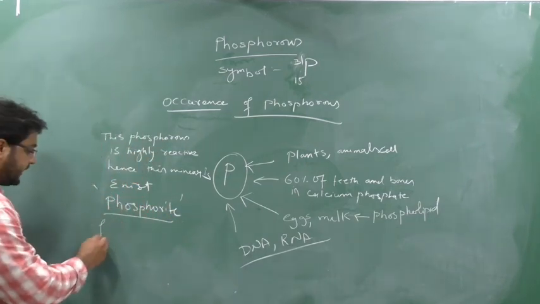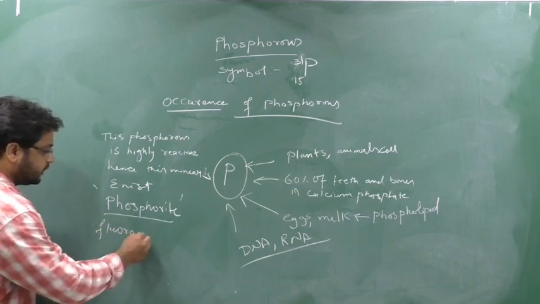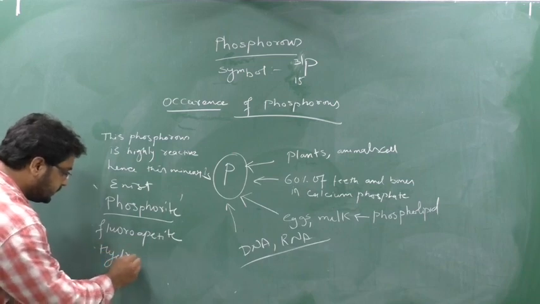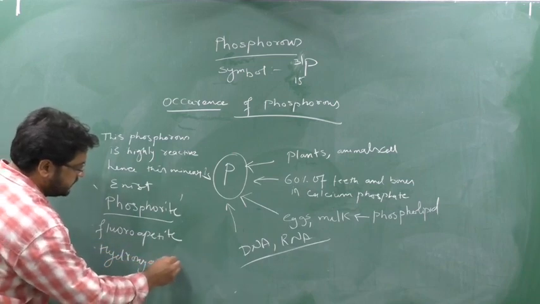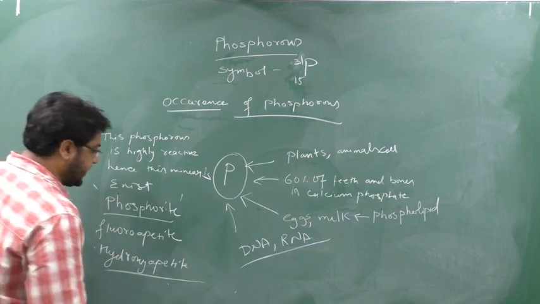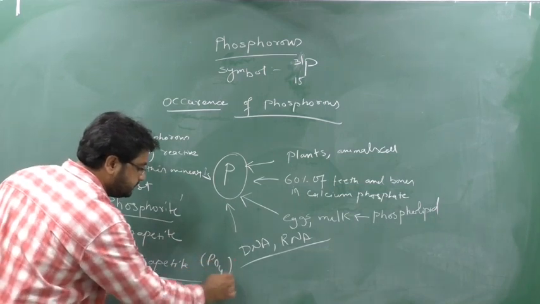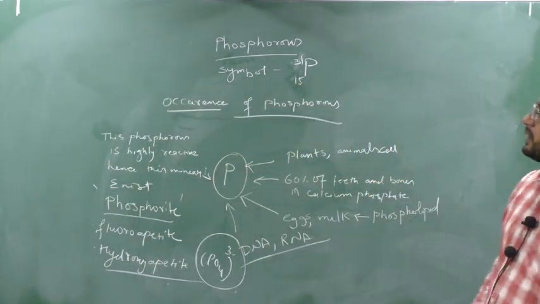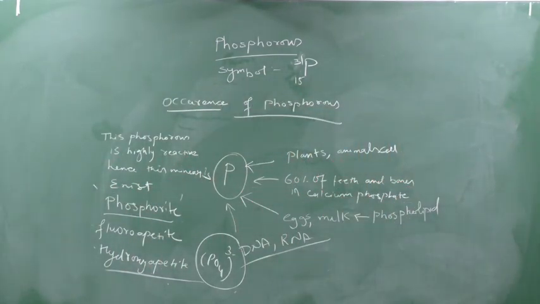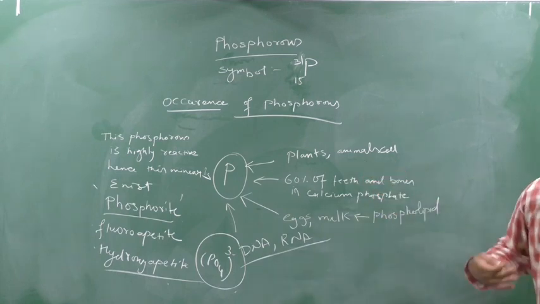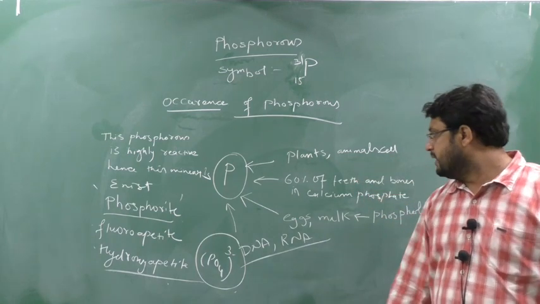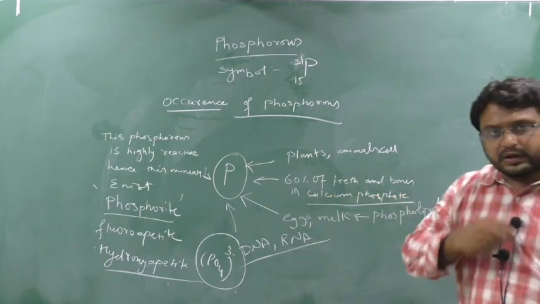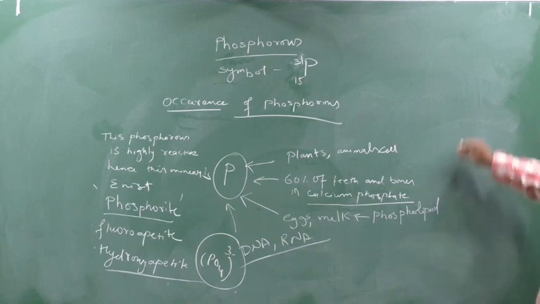Then you can write down fluoroapatite. Then you can write down hydroxyapatite. Clear? Means in short, in the form of an apatite. Apatite means phosphate. Phosphate means apatite. So these are the occurrence of phosphorus. Phosphorus occurs in the plant cell, animal cell. In our body also phosphorus is present. It is present in 60% of teeth and bones in the form of what? Calcium phosphate. So our teeth and bones are made up of calcium phosphate.